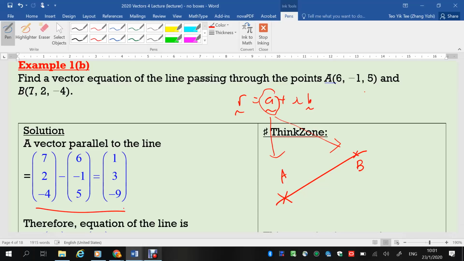The solution that you're trying to find is a vector that is parallel to the line. I do (7, 2, -4) minus (6, -1, 5). This one is AB or BA? Chapter 1 skill. This is actually AB. I'm finding AB here. But if you don't want AB, you can use BA. It's your choice. Because they are the same.